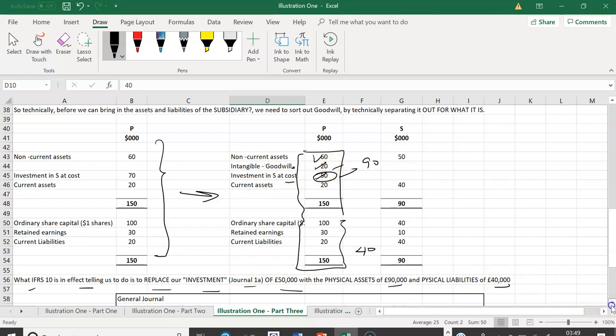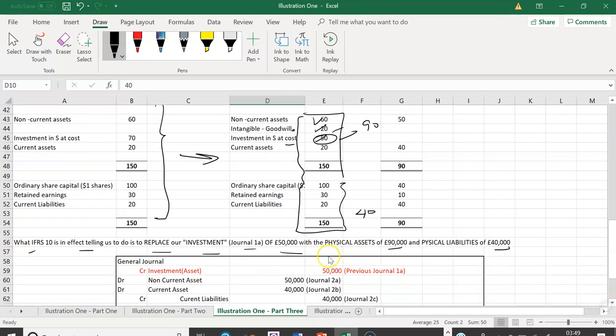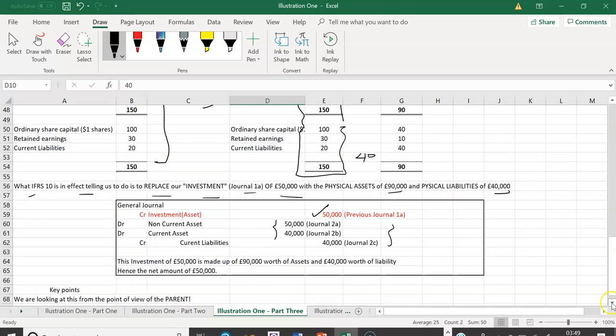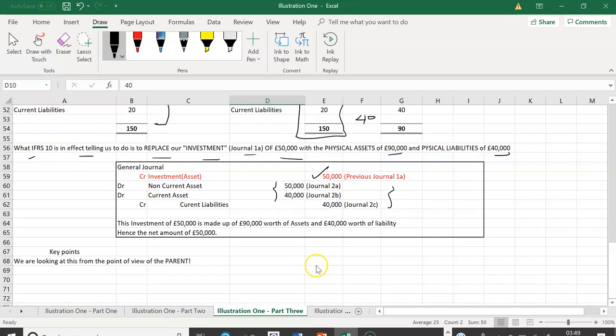So what will I now have? That's what I've done. I'm taking out the investment of 50 and replacing it, but in effect, I've just separated out the 20, right? And that's the argument here.